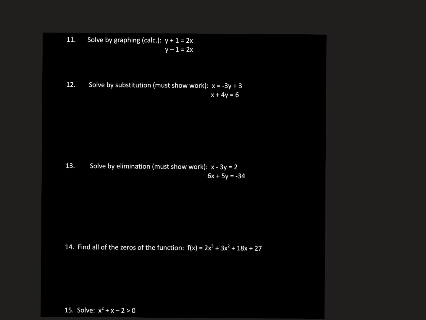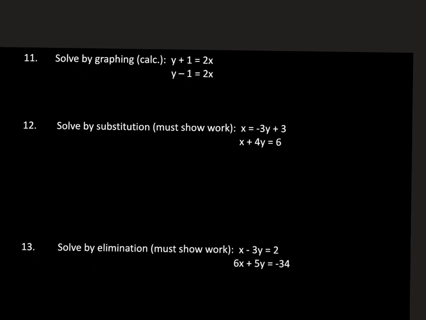Number 11, solve with the graphing calculator. Now, all you got to do, I'll talk you through the steps here, but the first thing you do need to do is get the y by itself. So I'm first moving the 1 over. There's my first equation. The second one, I'm moving the 1 over. Now, one thing I'm noticing already is my slope's the same.